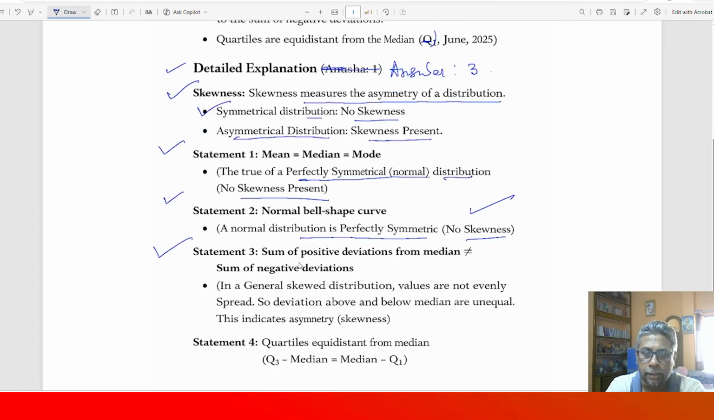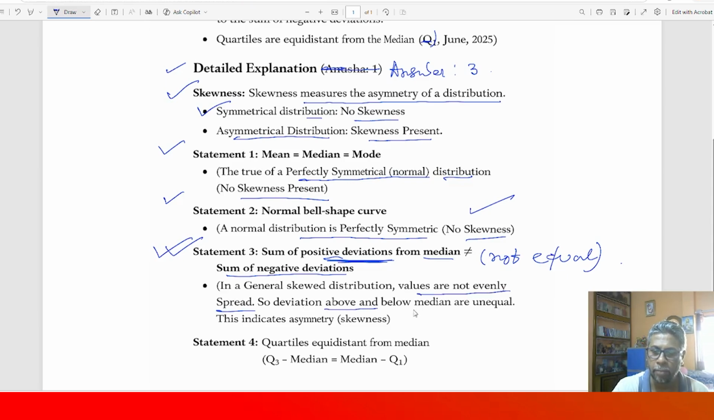Number 3, the sum of positive deviations. Skewness is related to deviation. The sum of positive deviations from the median and the sum of negative deviations are not equal. This is the important area: not equal. So here skewness is present. In general, in a skewed distribution the values are not evenly spread, so deviations above and below the median are unequal. This indicates asymmetry, or skew.